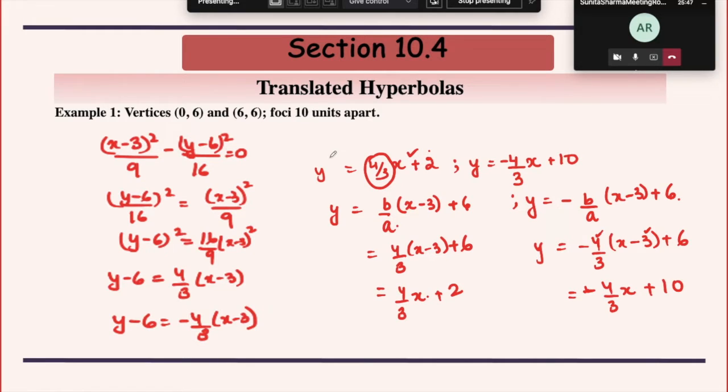Yes, ma'am. Ma'am, is it compulsory to simplify the equation of asymptote? Can you just write it y is equal to plus minus 4 by 3 into x minus 3 plus 6? Yes, it is fine. If you leave it like that also, it is fine. Okay, ma'am.